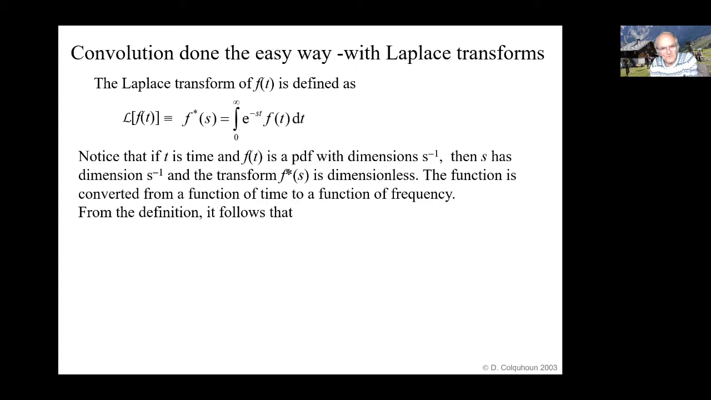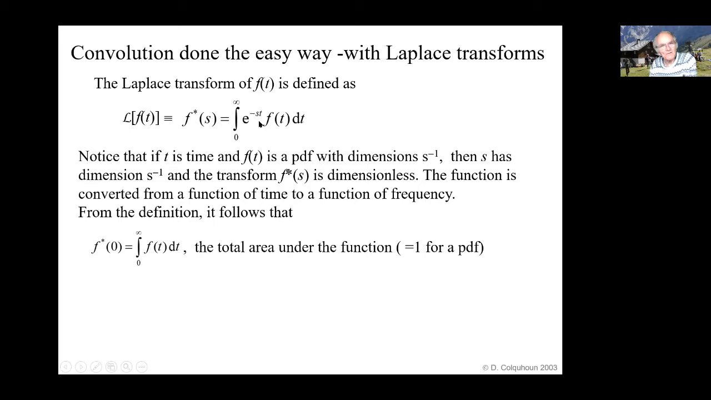One useful trick you can do straight away is to notice that it follows from the definition that if you set s equals naught in a Laplace transform, so you get f star of naught, then this exponential term is e to the naught, which is 1. So it reduces to this form, which is simply the total area under the function. If the function was a probability density function, that would be 1, of course.